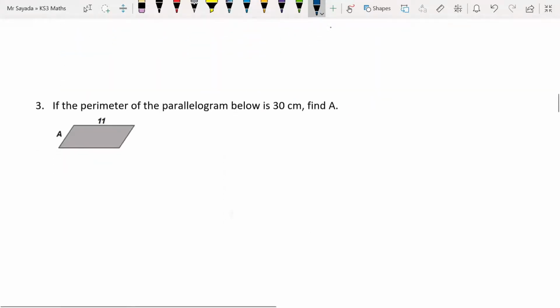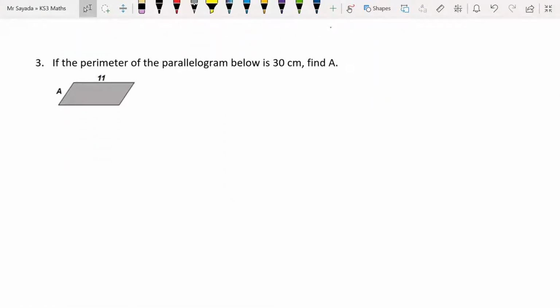Going back, if the perimeter of the parallelogram below is 30 centimeters, find A. So here, I know that the perimeter is 30. Now the perimeter is the distance around a 2D shape. So that includes these two sides. What's the total of those two sides? Say your answer to the video now. Those two sides add up to 22, which means we then have these two sides, this one and this one. So what must they add up to if the overall perimeter is 30? Say your answer to the video now.